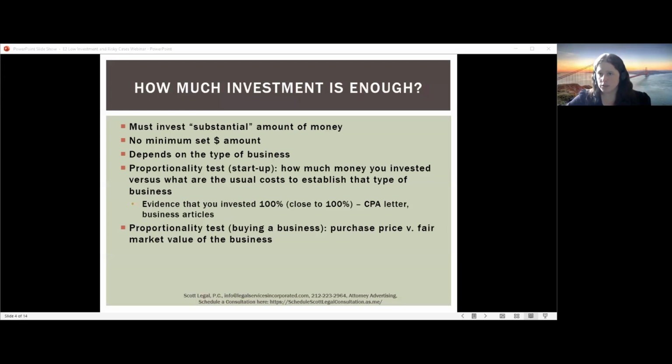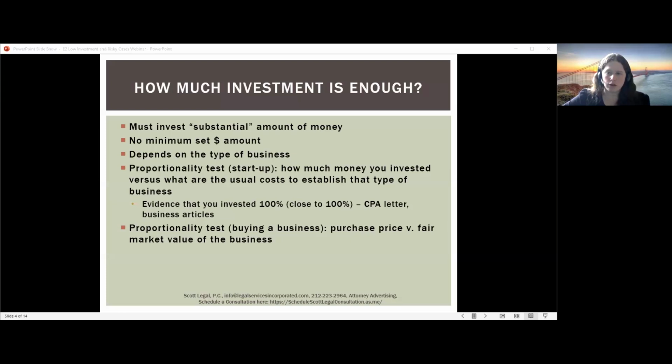Sometimes it can be really advantageous. You can get an article that says, if you want to be a business consultant, you can start up a business with somewhere between $2,000 and $10,000. Submitting an article like that, when you've invested closer to $50,000, can support your argument that you really have spent everything necessary to start up this type of business. Other things you can include, if your investment is on the lower side, are having a CPA assess your business plan and your investment schedule and write an opinion explaining their thoughts on whether this is sufficient to launch this type of business.